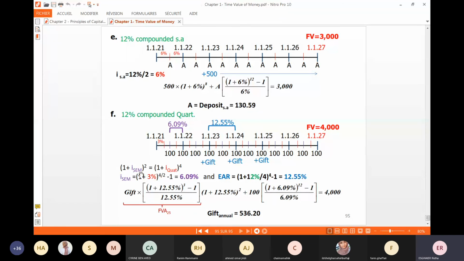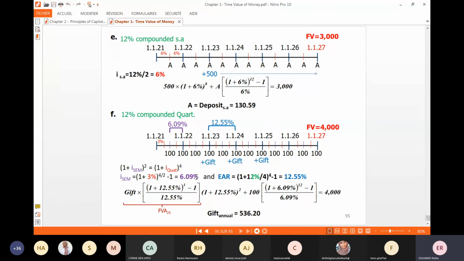What is the semi-annual rate? Equivalent to a quarterly rate of 3%. Here the quarterly rate is 12 over 4, 3%. What is the semi-annual rate equivalent to 3% each quarter? It is 3% on a previous 3%, 3% compounded 2 times. We did this before: 1 plus the semi-annual rate squared must be equal to 1 plus the quarterly rate power 4. That gives the semi-annual rate equal to 1 plus 3% power 2, minus 1, which is 6.09%.